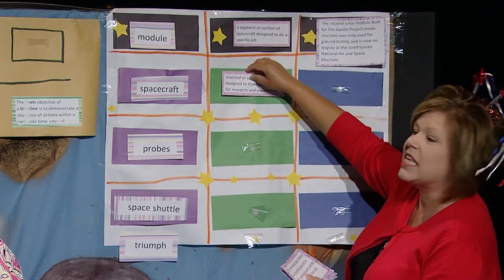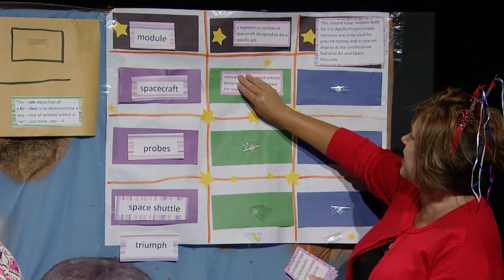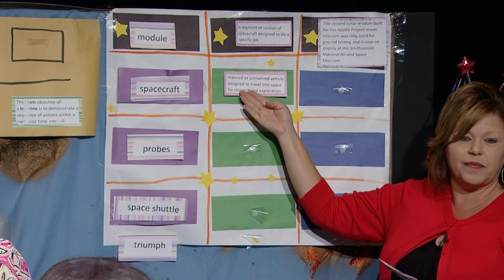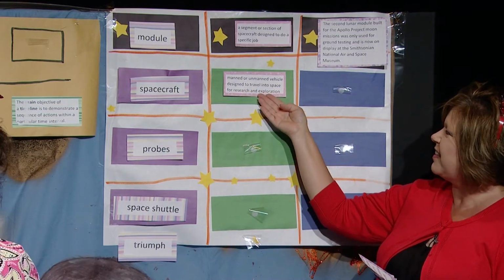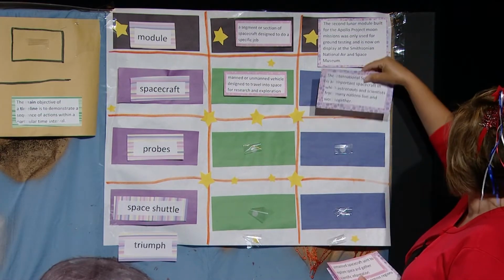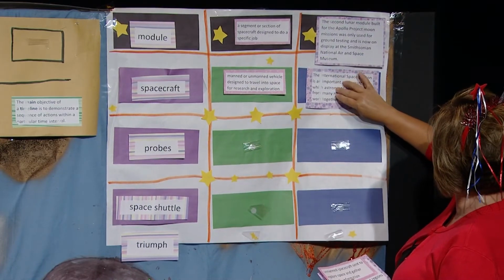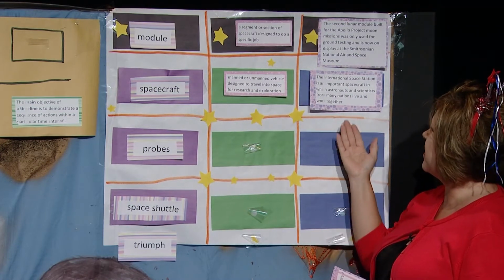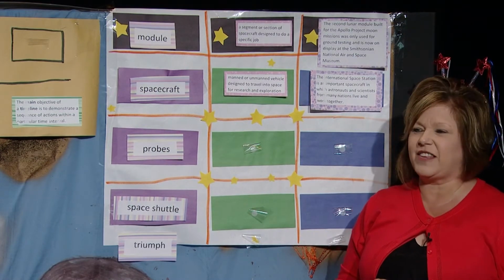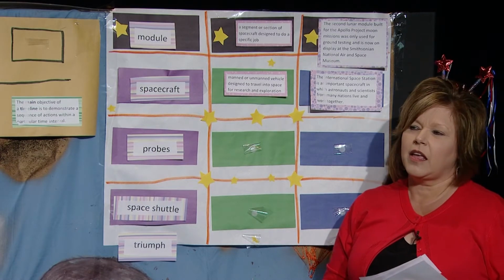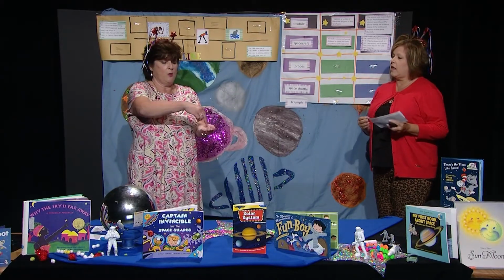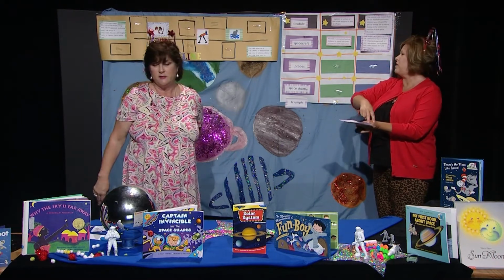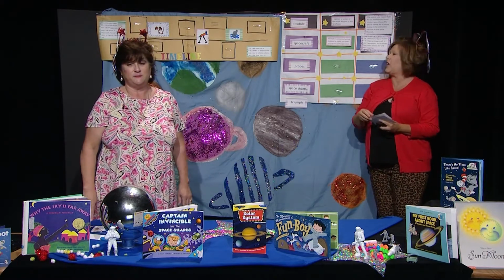Say spacecraft. Spacecraft. This means a manned or unmanned vehicle designed to travel into space for research and exploration. In a sentence, it might be used like this. The International Space Station is an important spacecraft in which astronauts and scientists live and work together. Awesome. And let's think of a really cool gesture for spacecraft. Why don't we use two fingers and let it blast off? Awesome. Great job. What's that word? Spacecraft. Awesome job.